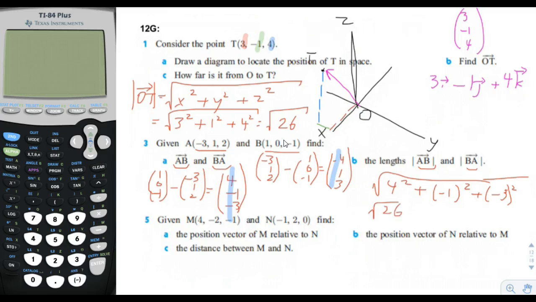Okay? And if you notice, regardless of whether you do 4 squared plus negative 1 squared plus negative 3 squared, or if you do this one, which is negative 4 squared plus 1 squared plus 3 squared, you still get the square root of 26.